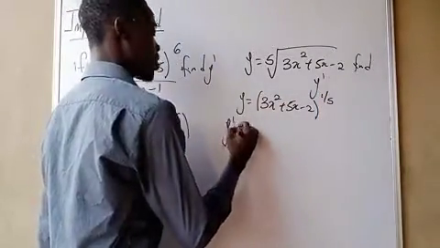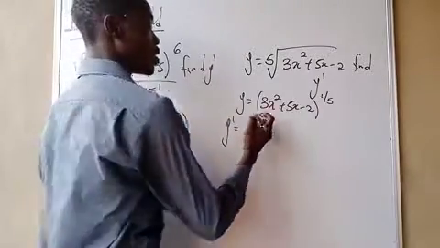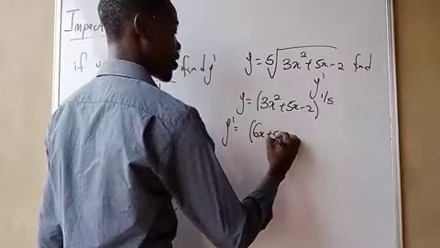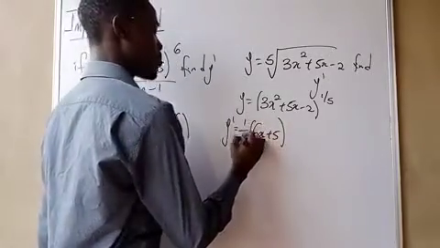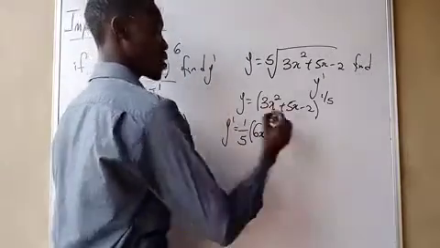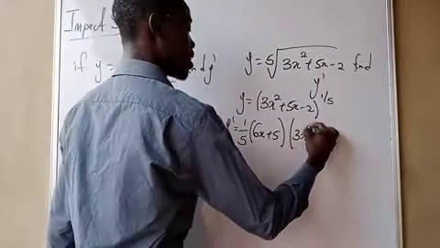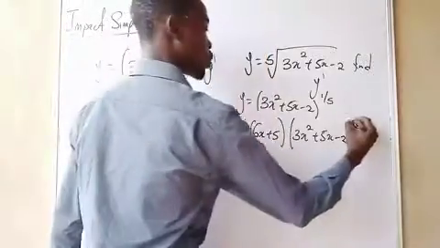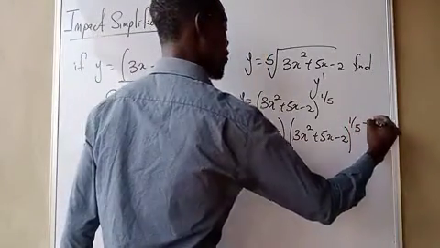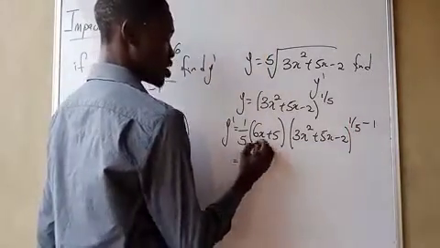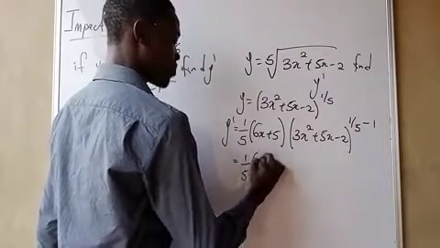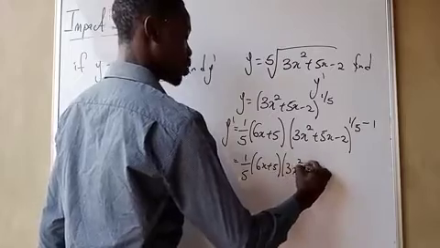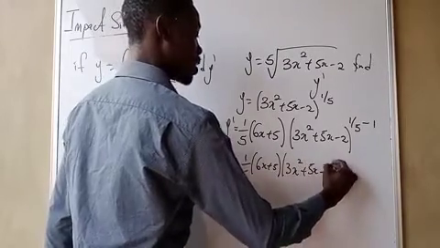And what is your y prime? Make use of the shortcut. a: differentiate the bracket. If you differentiate it, this will give us 6x plus 5. n: what is the power? 1/5. x: the bracket itself, 3x squared plus 5x minus 2, to the power of n minus 1, that is 1/5 minus 1. So solve this. This will give us 1/5 times (6x plus 5) times (3x squared plus 5x minus 2).